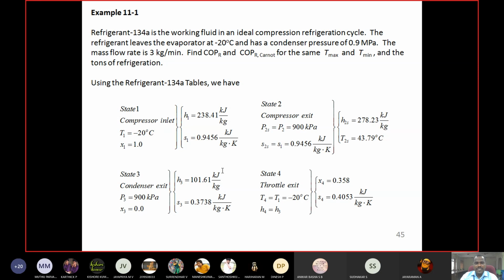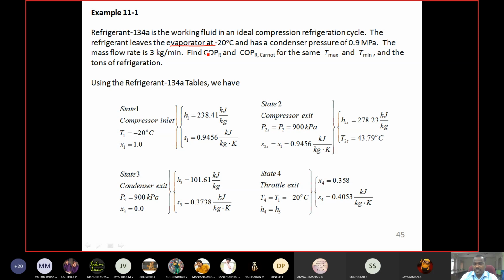The refrigerant leaves the evaporator at minus 20 degrees Celsius. So the exit temperature of the evaporator is given, minus 20 degrees Celsius. It has a condenser pressure of 0.9 megapascal. So they gave the condenser pressure. Then the mass flow rate is also given, that is 3 kg per minute. Just these data alone we have.